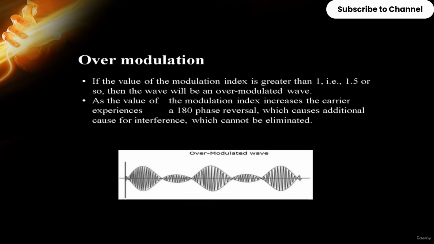In opposite, over modulation is when the modulation index is greater than 1.5. The modulated waves are greater than 1.5. So that is the phase shift. The modulation index increases in the carrier waves, and here you can see the phase shift is occurring, which causes a lot of interference in the modulation.